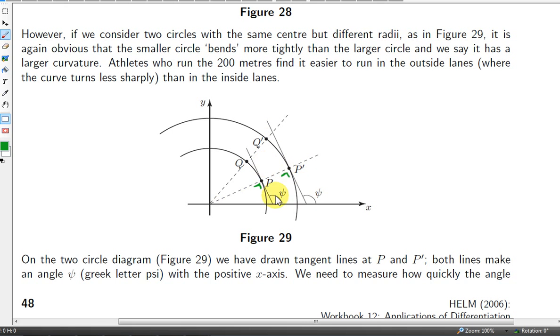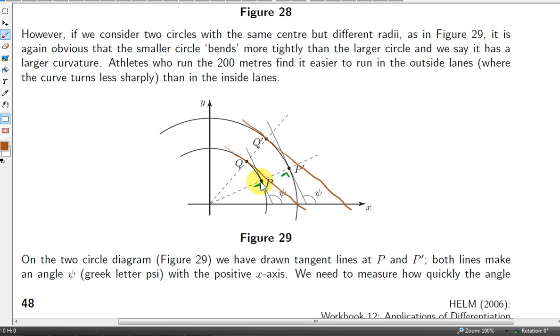If they're parallel to each other, they cut off the same angle on the x-axis, so the slope of these 2 lines is the same. Let's call the angle that they make with the positive x-axis psi. So the slope of these lines will be the tan of psi.